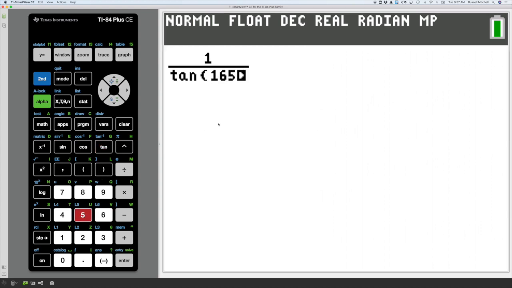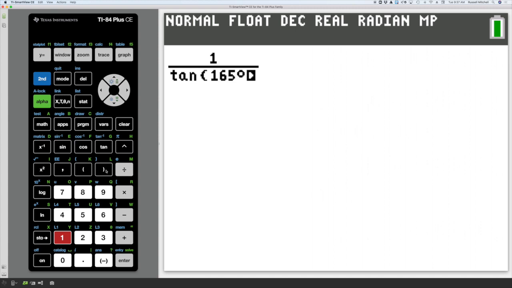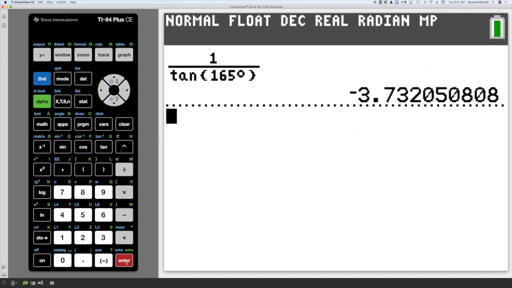Okay? And if we're in radian mode, you can override this, but you have to tell it that this is degrees. So there was a way to do that, right? We can go second and then angle, and there's our degree symbol, number 1. Remember that from when we did degrees, minutes, seconds? Okay? And then you could put this in, okay, and we get negative 3.732, okay?